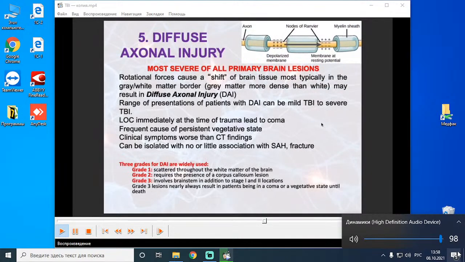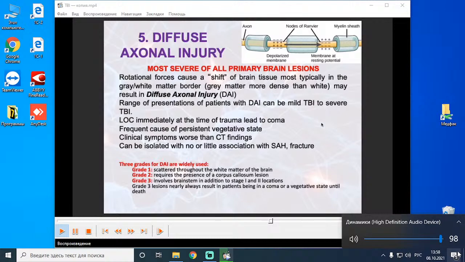Diffuse axonal injury, the most severe of all primary brain lesions. Rotational forces cause a shift of brain tissue, most typically at the gray and white matter border. Gray matter, being more dense than white, may result in diffuse axonal injury, DAI. The range of presentations of patients with DAI can be from mild traumatic brain injury to severe traumatic brain injury. LOC immediately at the time of trauma may lead to coma. Frequent cause of persistent vegetative state.